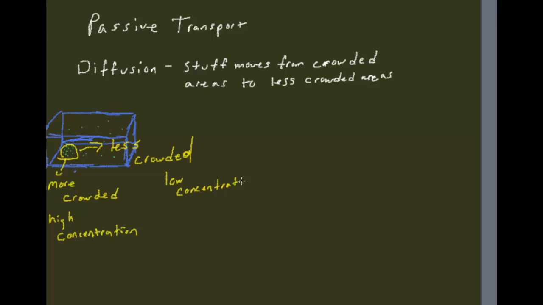That's just a fancy way of saying crowded, more crowded and less crowded. It's going to go from high concentration to low concentration, and it'll do this till the concentrations are even. Okay, so one side's not more crowded than the other. These molecules will spread out in the room till they're completely even. That's what diffusion is. And you notice it doesn't require any energy or any effort to do it. Those molecules will automatically spread from a place more crowded to less crowded on their own.